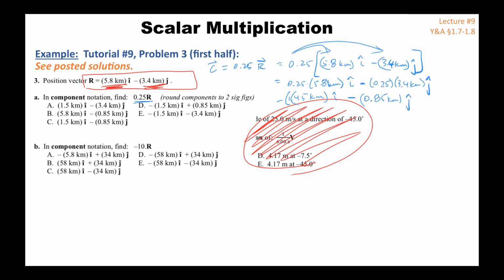All right, so vector c is a new position vector. And it looks like answer choice C is the correct answer, or rounding to 2.6.